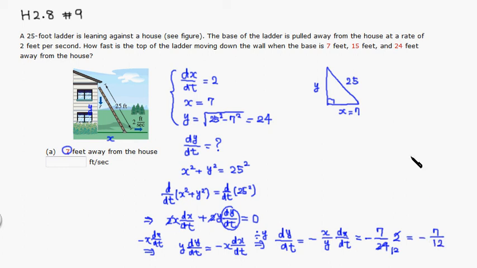The question is asking how fast the top of the ladder is moving down. The negative sign indicates that it's moving down, at a rate of 7 over 12 feet per second. So the answer is 7 over 12 feet per second. That's it. I hope that this was clear.